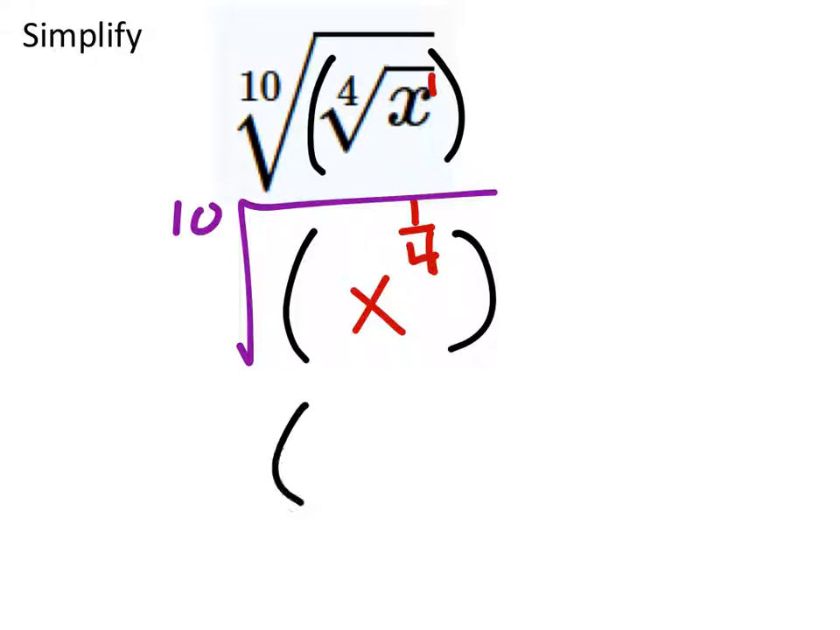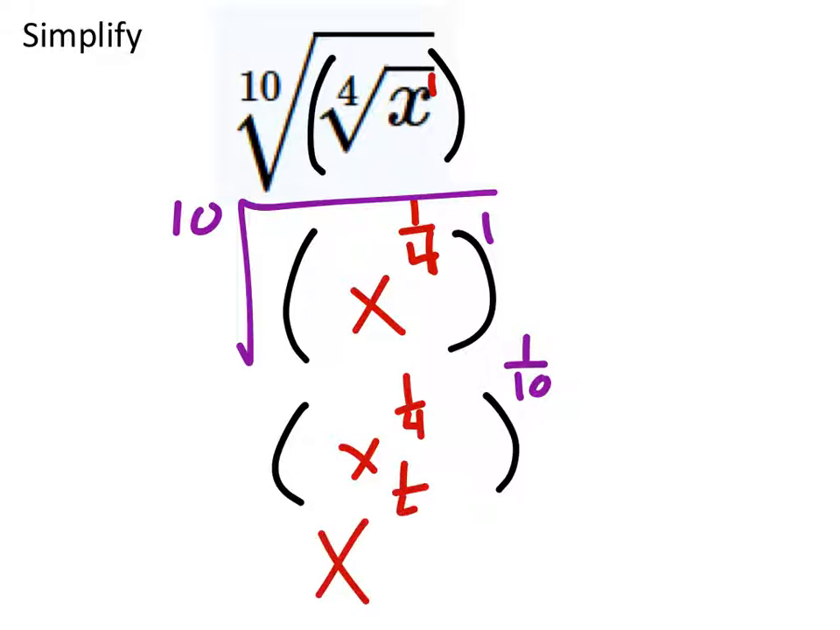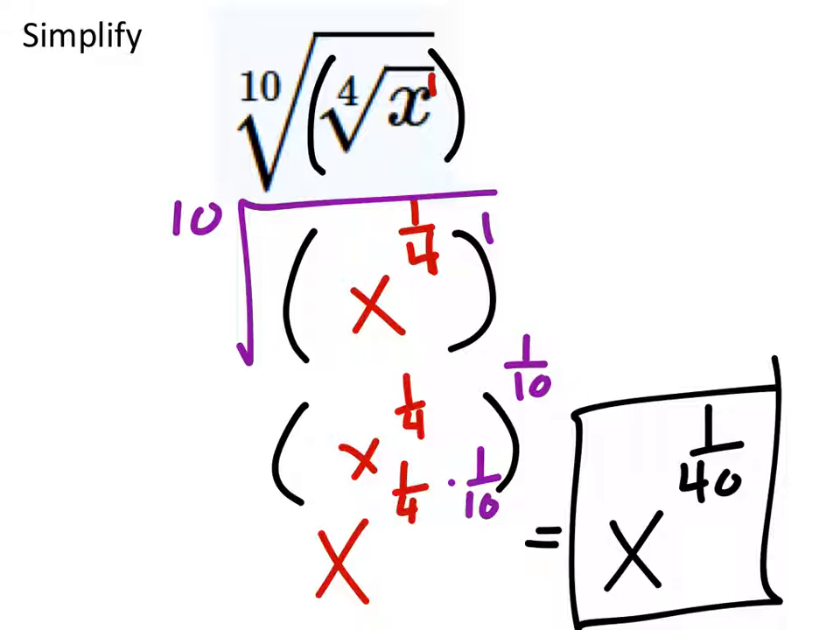I'm going to keep that x to the 1/4, but instead of it being the 10th root, we're going to make it to the 1/10, because that was an exponent of 1 there as well. And now I've got a base of x, and I've got 1/4, and I'd have to multiply that by 1/10. So this ends up being x to the power of 1 over 4 times 10, which is 40. Done. I suppose you could write it as the 40th root of x, but either way works.